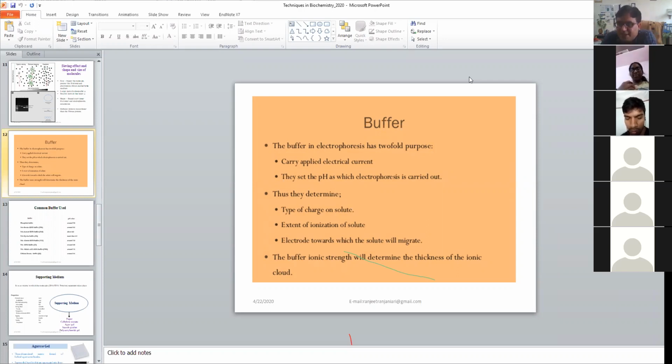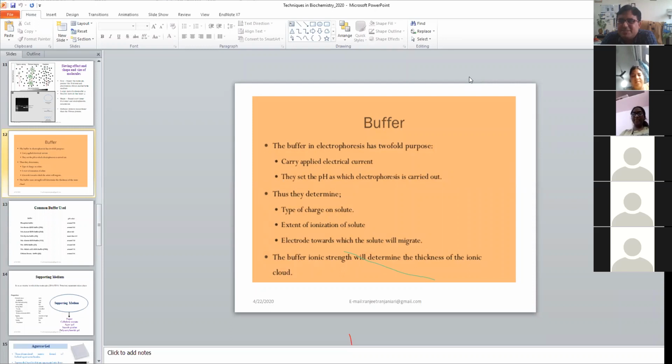So these three are the factors which are basically decided by the buffer, and many times we have seen that in the case of DNA, RNA or protein, people use a specific buffer. For example, in the case of protein, can you tell me what type of buffer we are using? Yeah, it is a tris glycinate buffer, right?